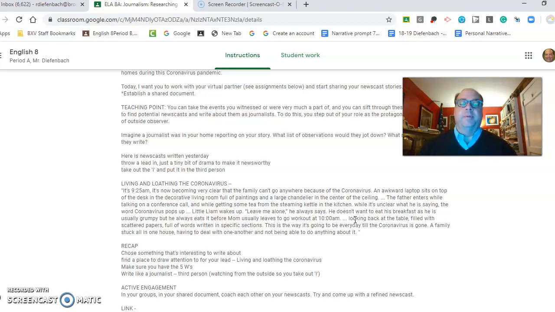Little Liam wakes up. "Leave me alone," he says, as he doesn't want to eat his breakfast because he's usually grumpy, but always eats it before Mom usually leaves to go work out at 10. Looking back at the table filled with scattered papers full of words written in specific sections. This is the way it's going to be every day till the coronavirus is gone. A family stuck all in one house, having to deal with one another and not being able to do anything about it.